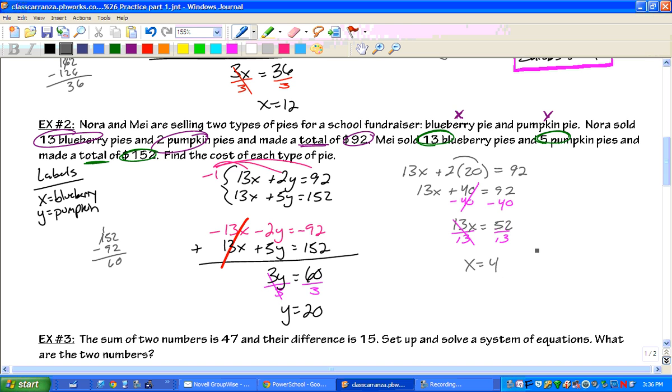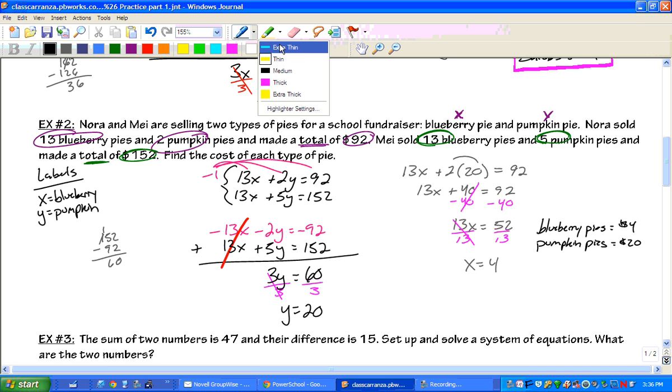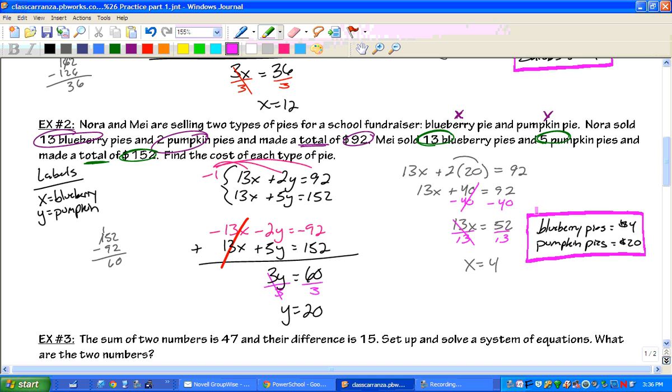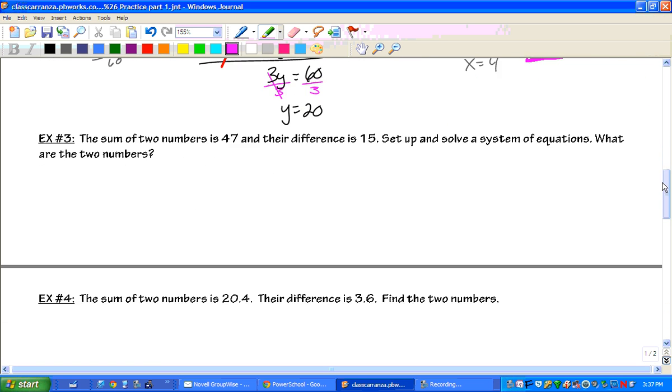X equals 4. Okay, so the last thing we have to do is to label everything. So the blueberry pies equal $4, and the pumpkin pies equal $20. Okay, and then all you gotta do, put a pretty little box around your answer. Okay, all right, number 3.